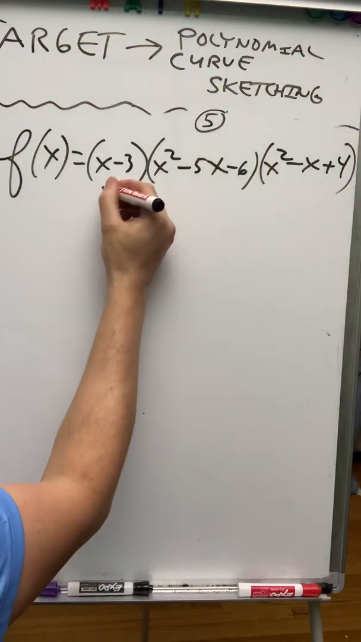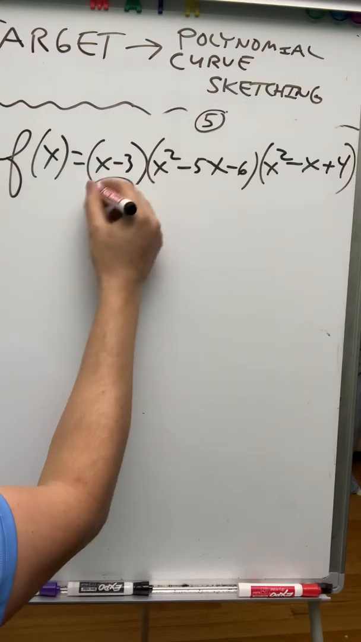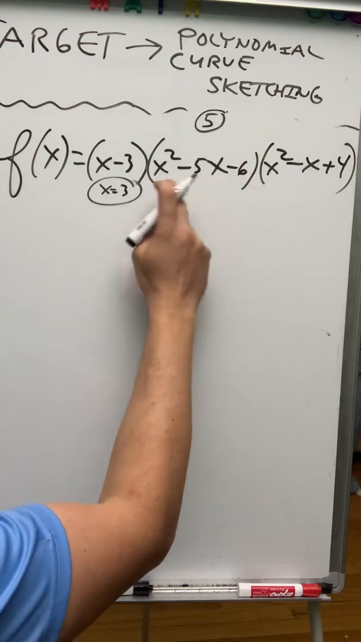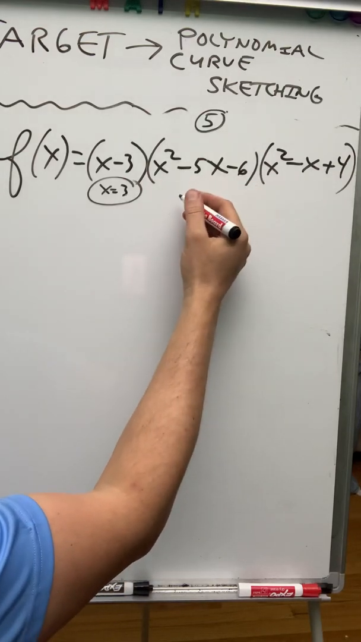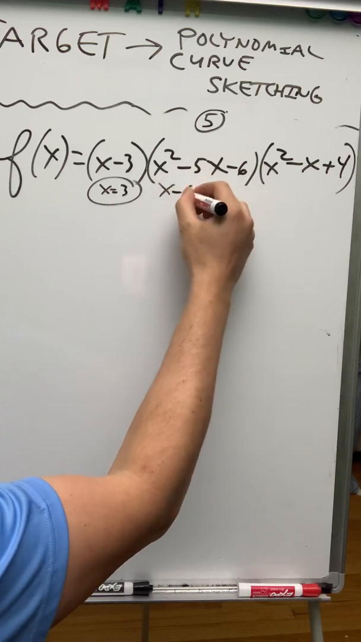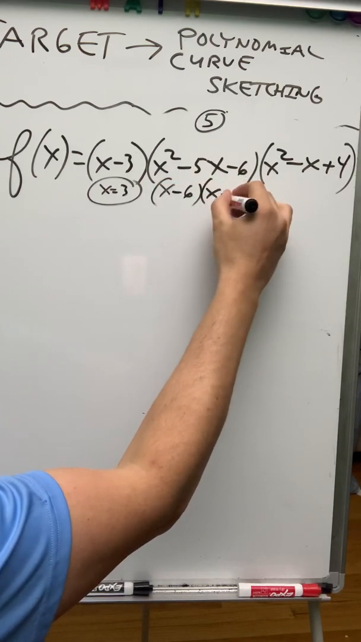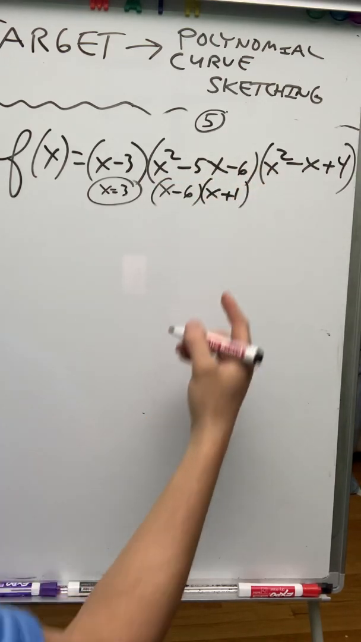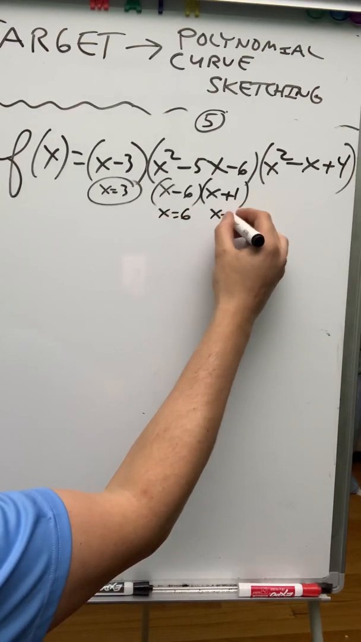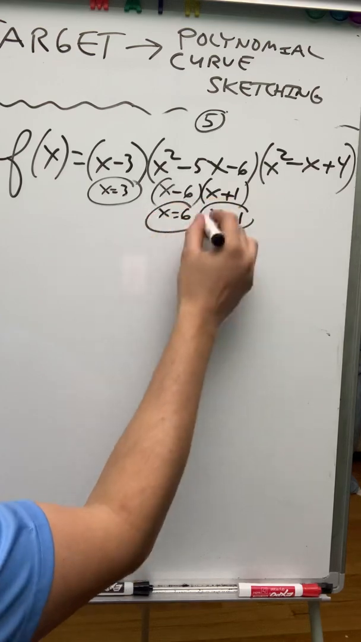This one's easy. It's x equals positive 3. X equals positive 3 is that root. This one is a quadratic, so hopefully it's factorable. Let's try and factor it. Let's do x minus 6 times x plus 1. The nice thing about this section is all the factoring is pretty easy. So this solution is x equals 6, and this solution is x equals negative 1.